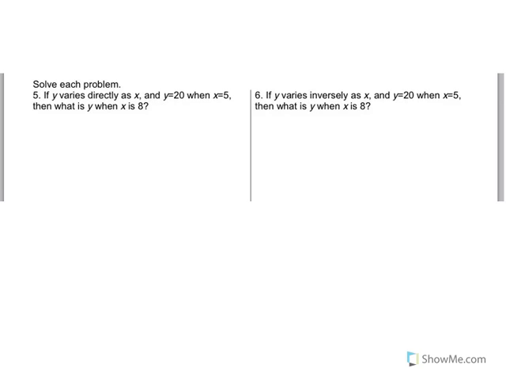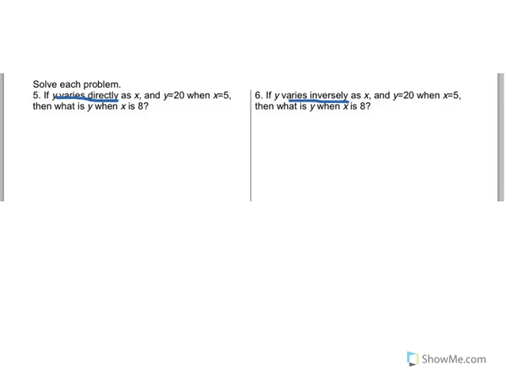We have variation, and there's multiple types of variations, but the two we're looking at are direct variation and inverse variation. Basically what happens with direct variation is as your x's get bigger, so do your y's. With inverse variation, as your x's get bigger, your y's get smaller.